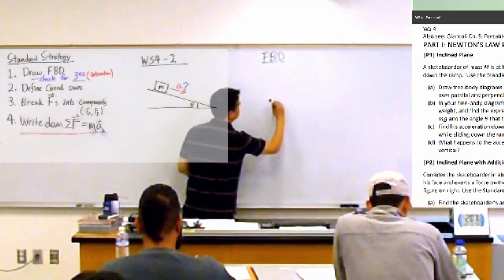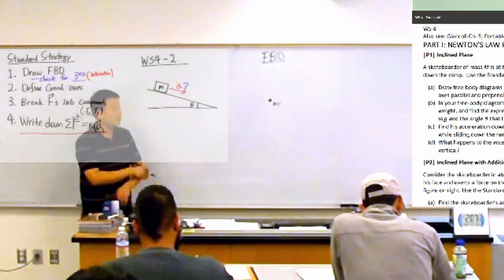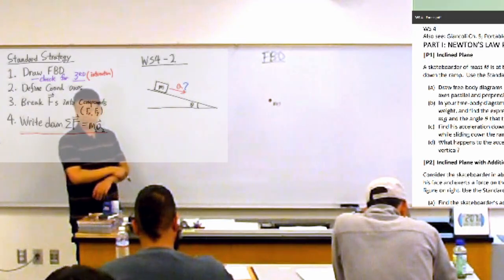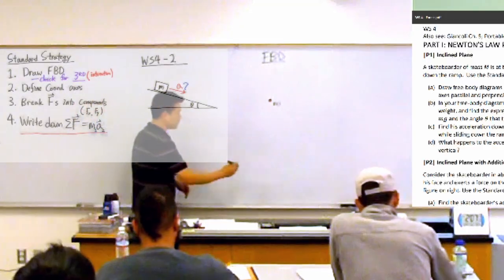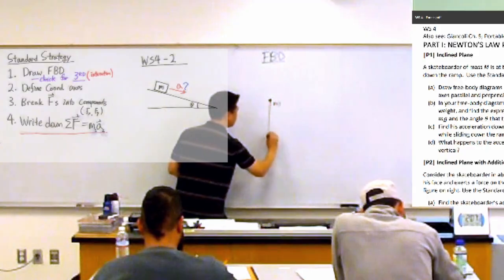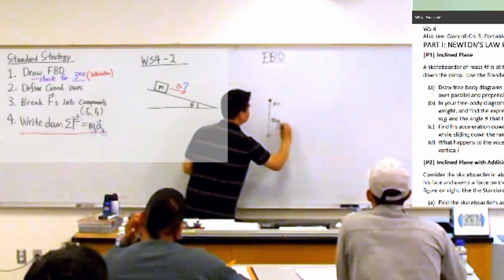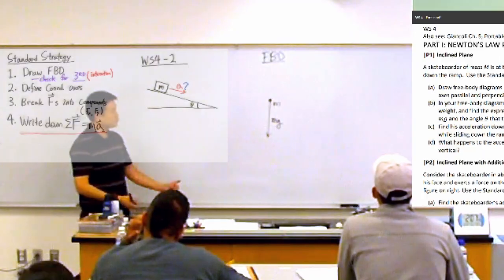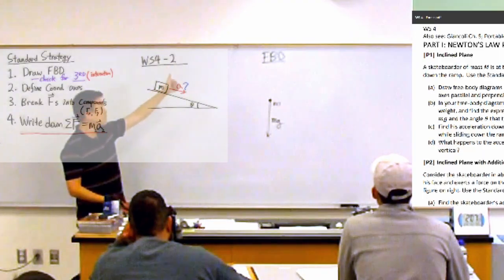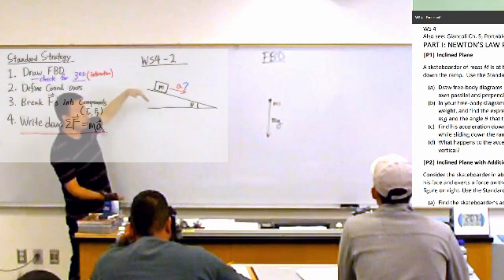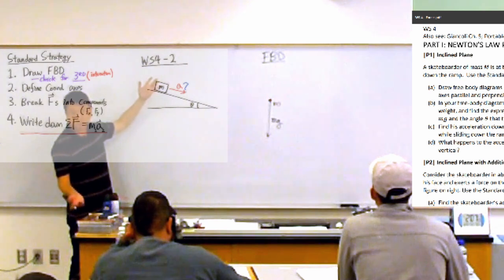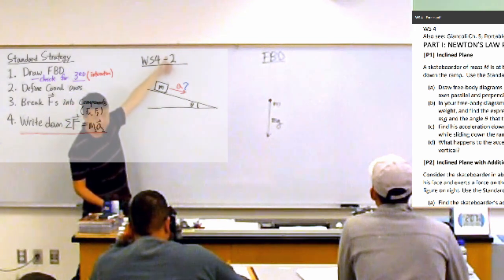That's my only mass in my system. I don't care about the ramp. What are the forces? There's always gravity. Good to know. It's straight downward, right? Okay. Any other forces? Normal force straight upward? No, because remember, normal means perpendicular. So it's perpendicular to the surface it's touching.